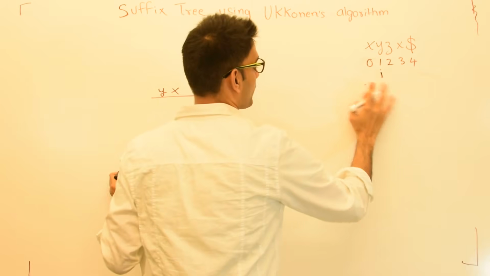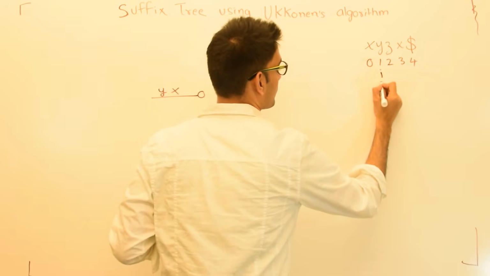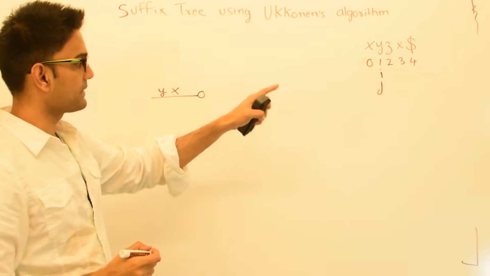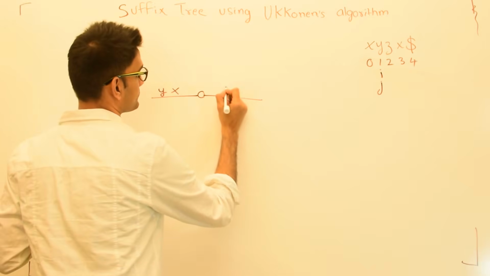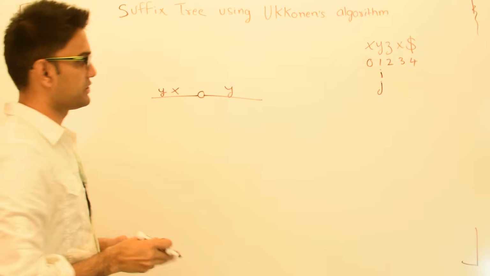Then I increment my j by 1, so I increase my extension. And then I check is there a path from root with y label. There is none, so we create one. So this is a rule 2 extension.